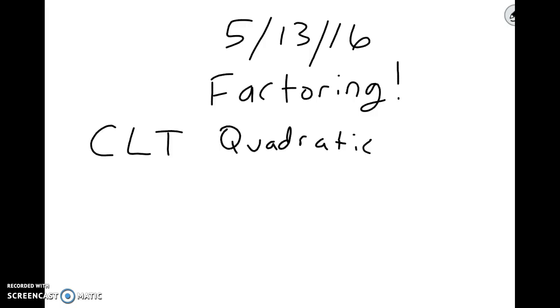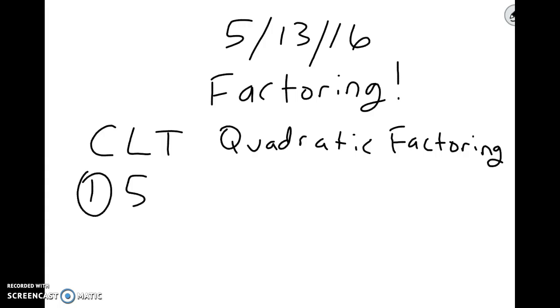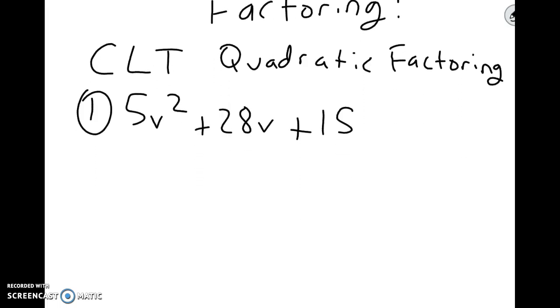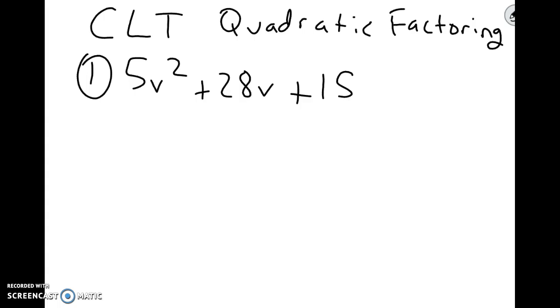And if you look on the steps, it does say, number 1, to look at the problem. In number 1, we have 5v squared plus 28v plus 15. Hey, that's nice and easy. We got a whole lot of positives here. So we're going to look on the steps that were provided today and you have yesterday. Step 1 is the box. So we have a nice little box here.